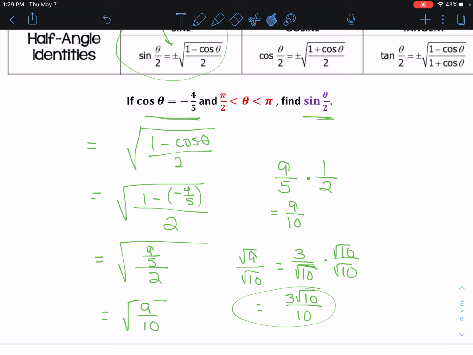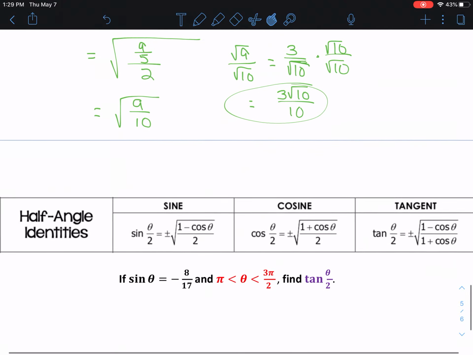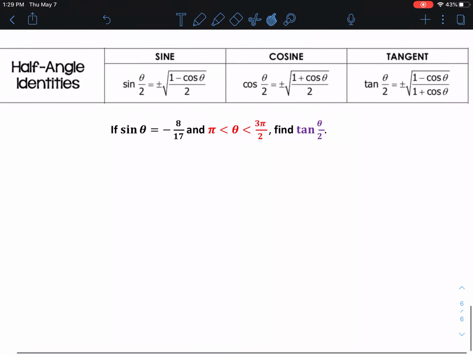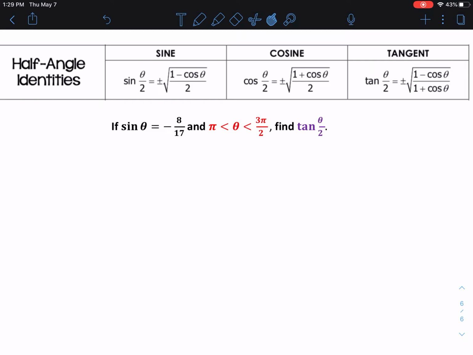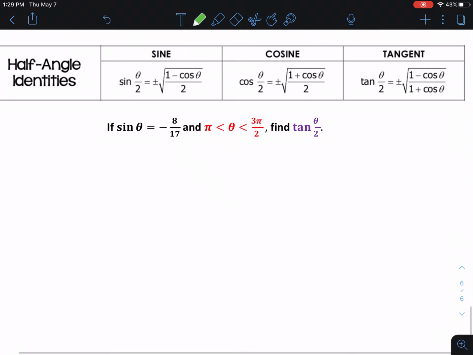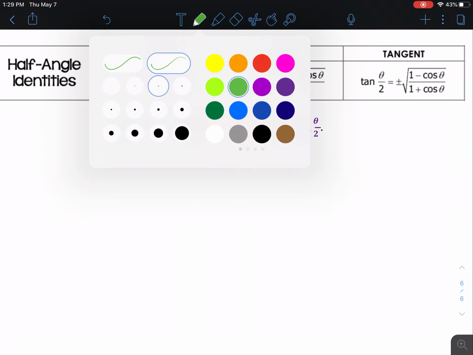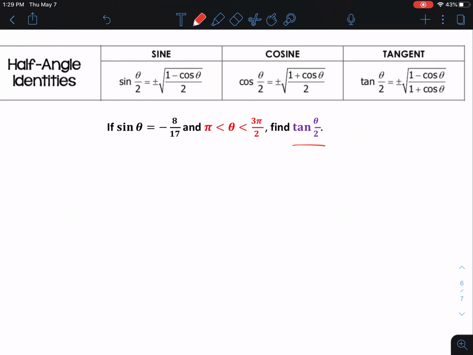Okay, let's try one more, just to make sure that this makes sense. This one has a little bit more to it. This one we're trying to find tangent. It seems like tangent is always a little bit trickier. So we're going to be using this one, of course. All right, so in this case, we need to know cosine. We're only given sine. And our value here, it looks like theta is in quadrant 3.